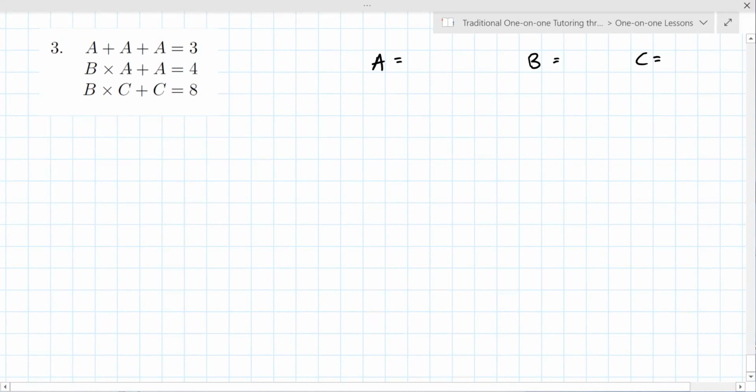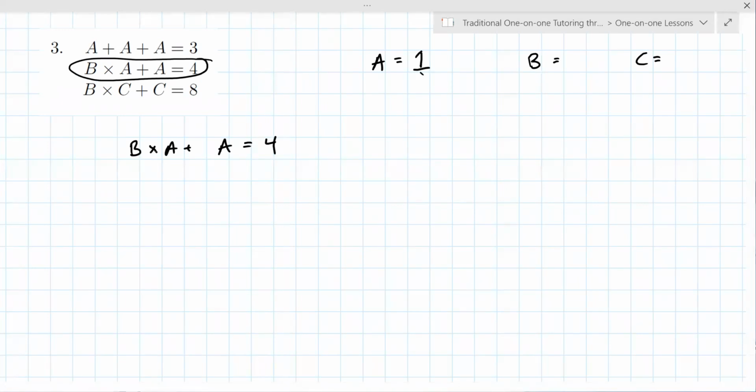All right, so look at that first line, just the first line, and tell me what A is. Okay, so for that, 1 plus 1 plus 1. So A is 1. Very good. So use that information in line 2 now. B times A plus A equals 4. And you know that A is 1. So I want you to figure out the value of B.